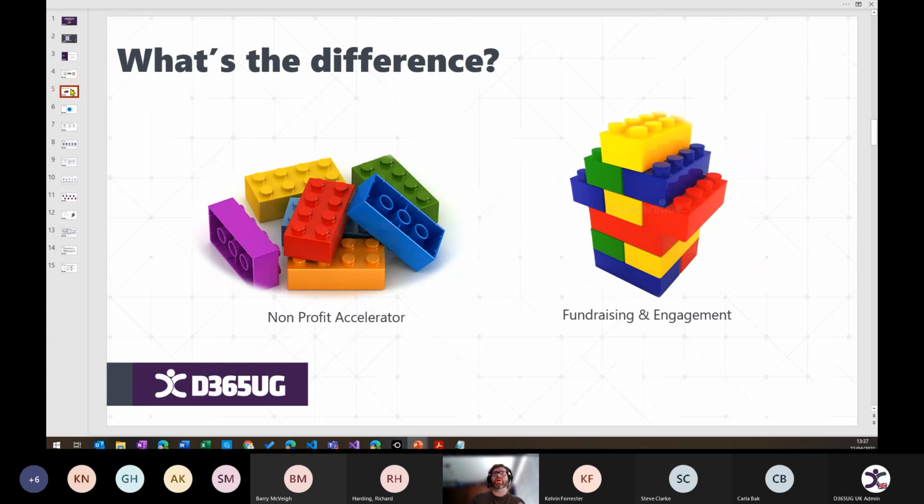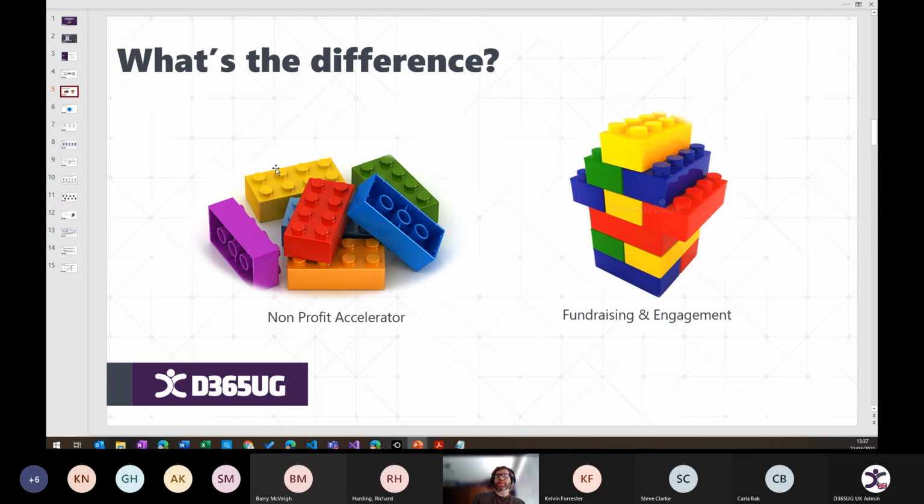Just to highlight what the difference is between the non-profit accelerator and the fundraising and engagement module: the non-profit accelerator is like the building blocks. It gives you a data structure, it gives you relationships. If you go onto the actual GitHub site, it'll give you some overviews of how you could use those tables and relationships to model certain aspects of your non-profit organisation.